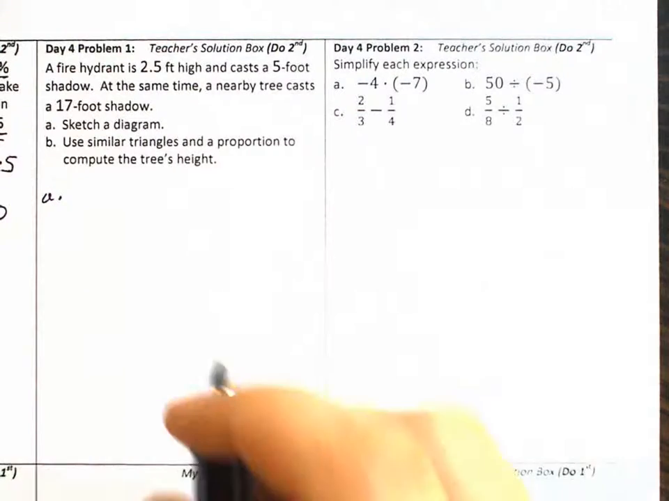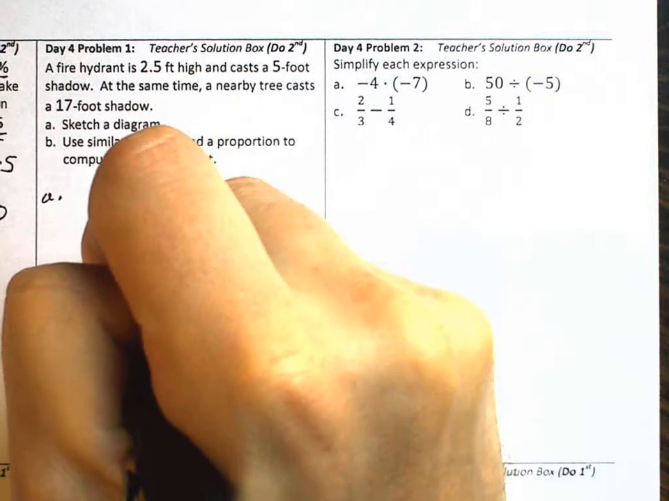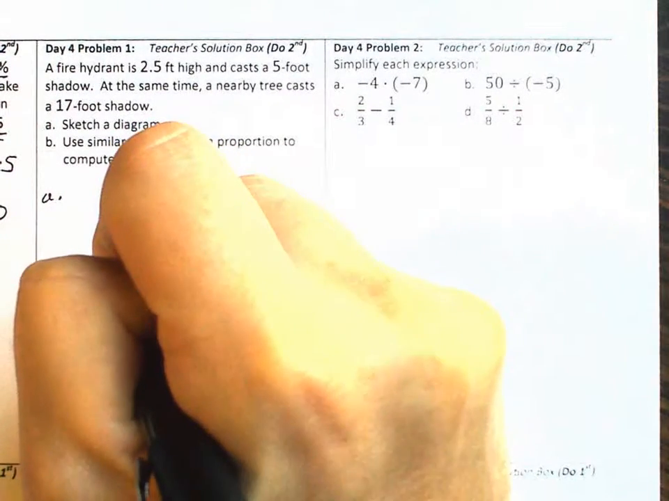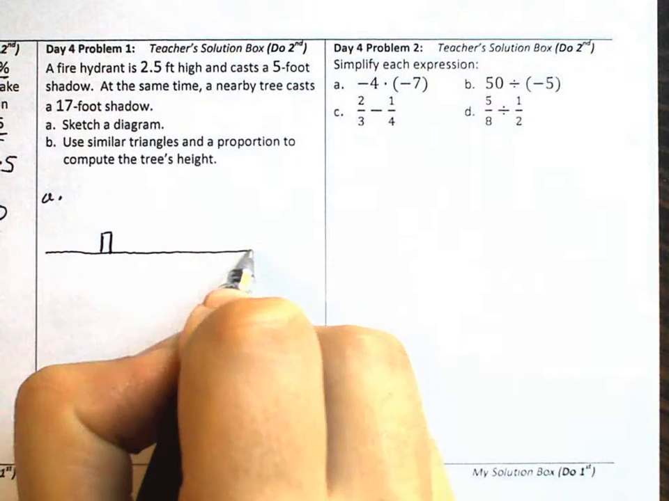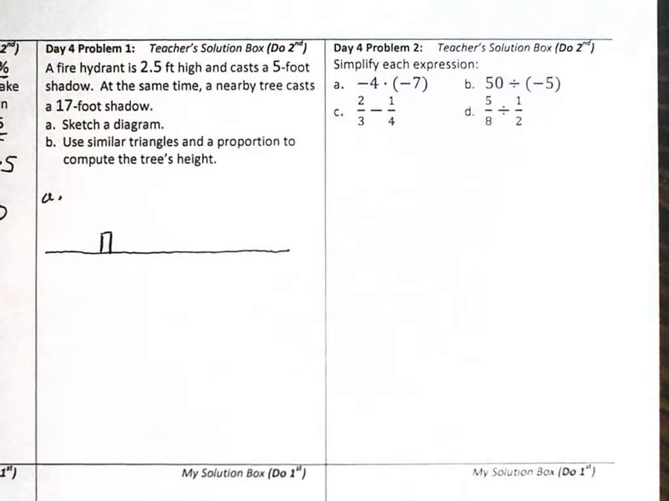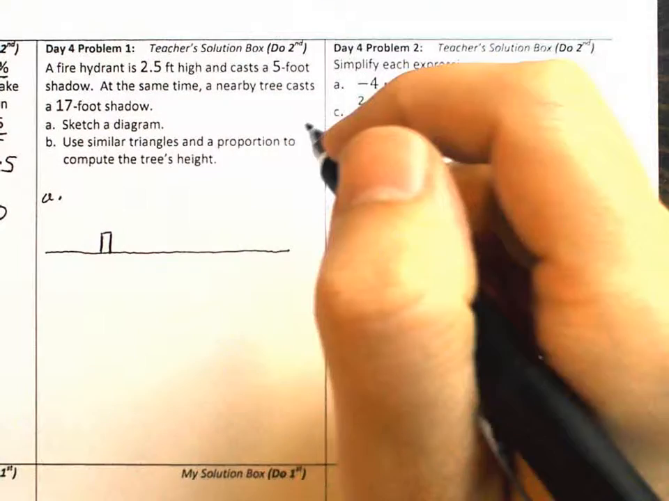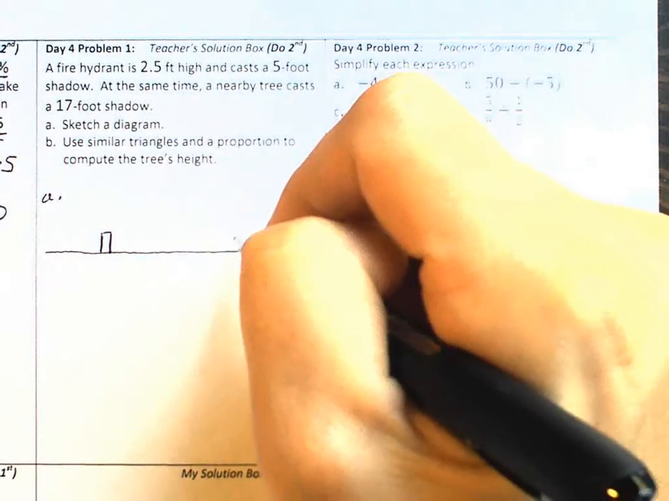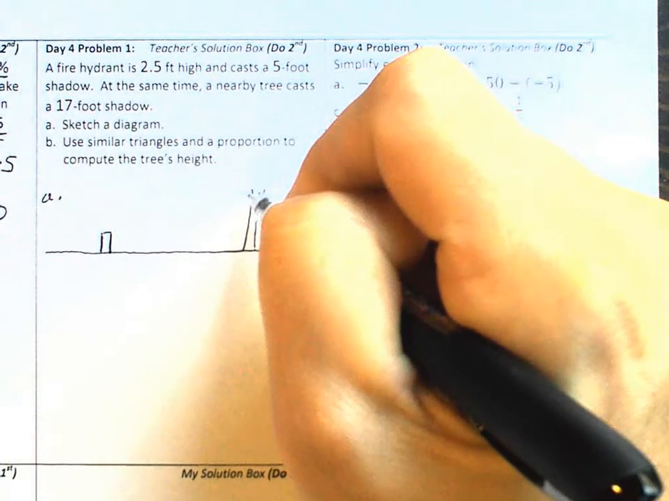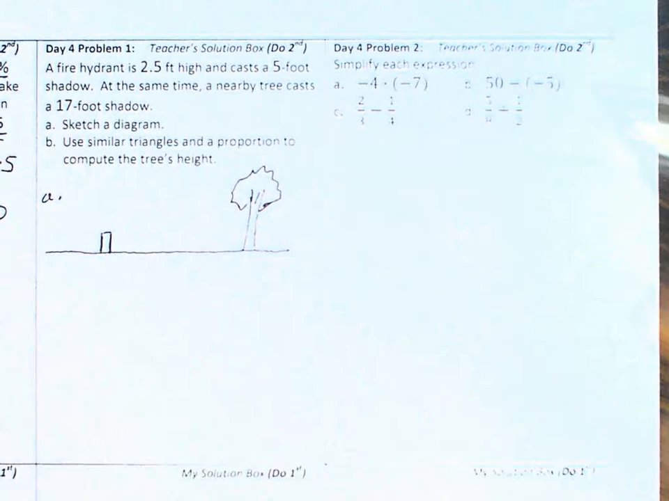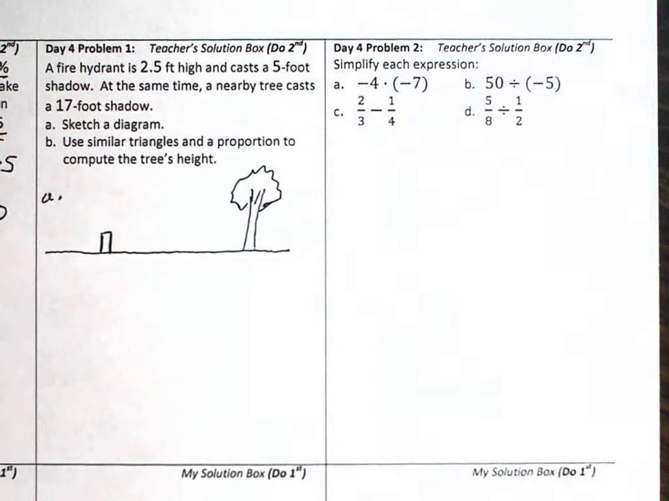So for a fire hydrant, how about a simple little rectangle shape? And here's the ground. Now we're also told that there's a nearby tree. Now, a tree is probably taller than a fire hydrant, and so let's say this is the tree. Now we're told that the fire hydrant and the tree cast a shadow on the ground.